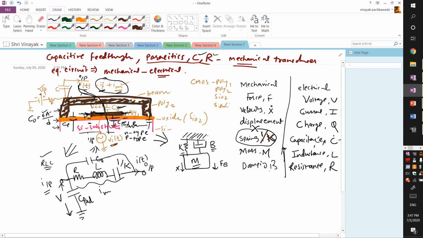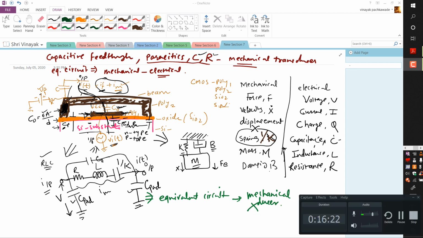Is there any parasitic at the output node right over here? So let us see, we are sensing the current over here, from this structure. So is there any capacitance associated with that? Yes, because beneath this metal or polysilicon top layer there is an oxide and there is a substrate. So I also have this capacitance over here, so I will call it C pad. So these are the intrinsic parasitics associated with this structure, and this is an equivalent circuit of the mechanical transducer. All right, transducer.